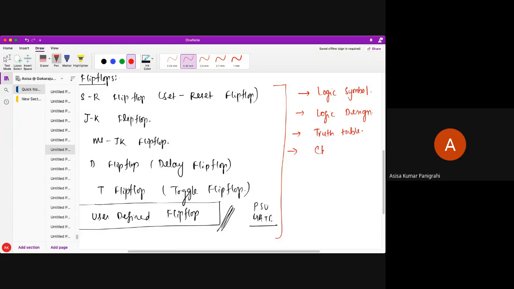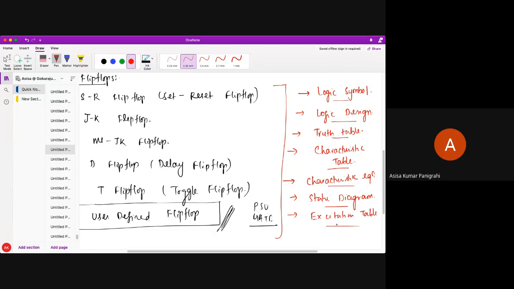Next, you have to study the characteristic table of the flip-flop. Next, the characteristic equation of the flip-flop. Next, the state diagram. Next, the excitation table. So what content do you have to study for a single flip-flop? Logic symbol, logic design, truth table, characteristic equation, state diagram, excitation table. We'll start one by one from the first flip-flop.